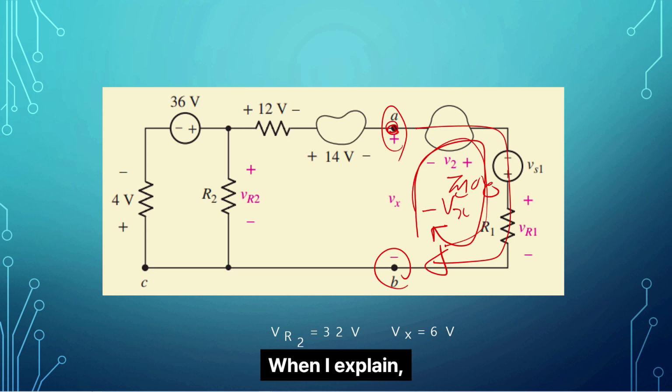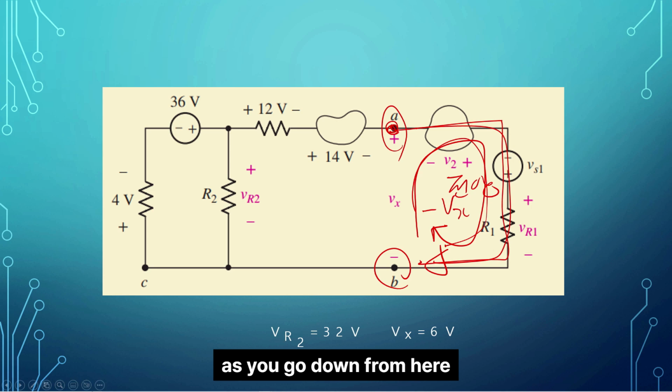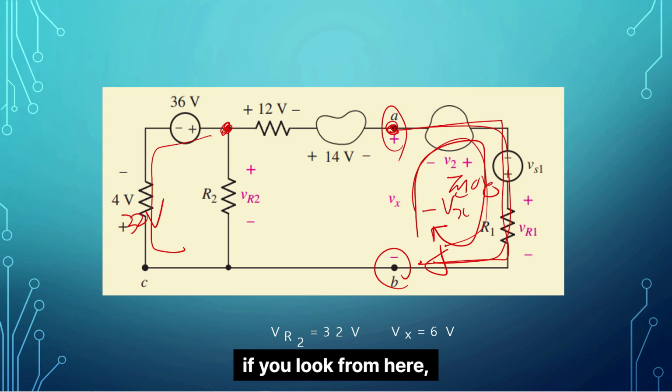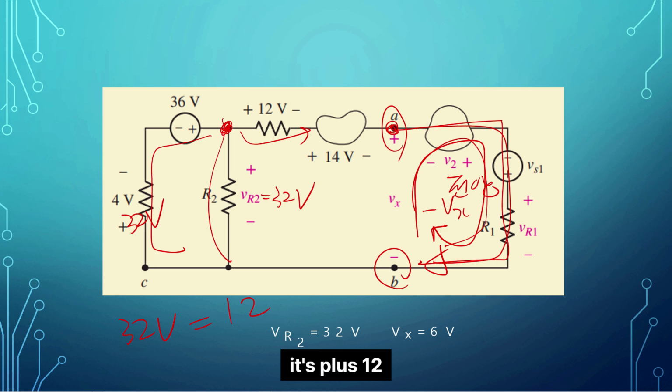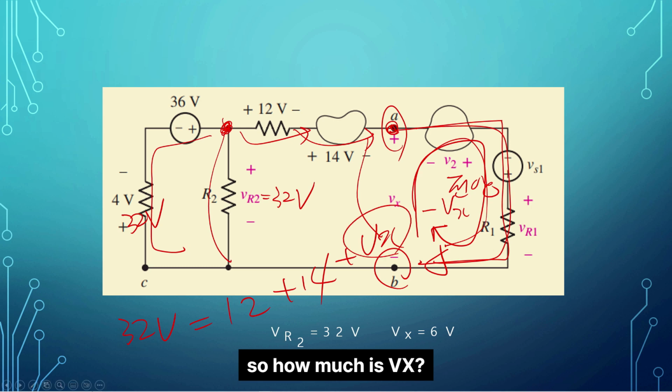When I explain, I always say to measure the voltages as you go down from here. So if you look from here, it's 32 volts, and if you look from here, isn't it also 32 volts? Okay, now look over here, this is 32 volts. And if you go this way, it's plus 12, and then what is this? Then plus 14 here, we have Vx. So how much is Vx? It's 6, right?